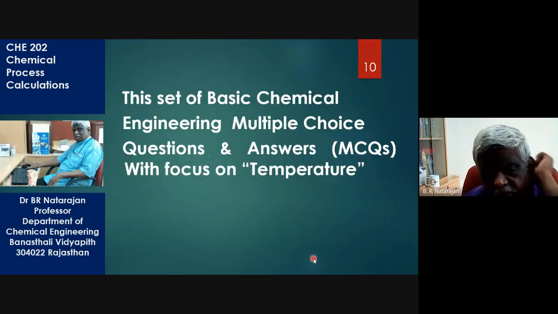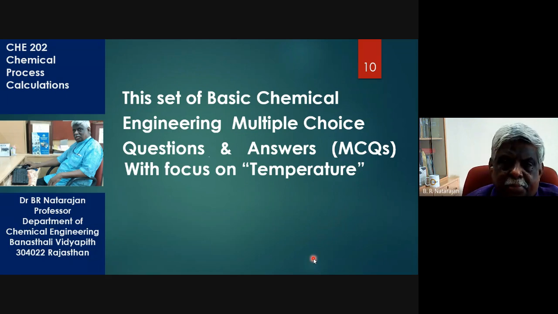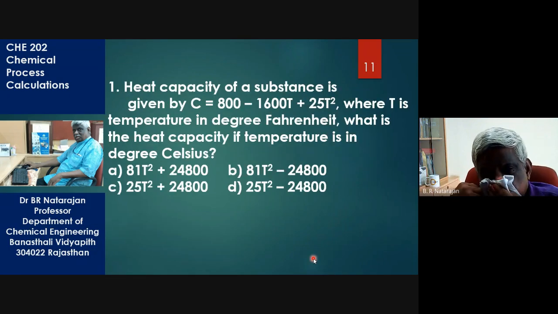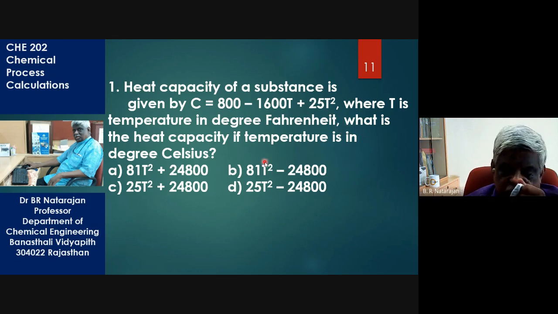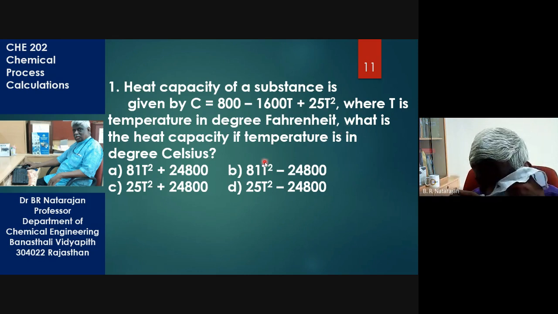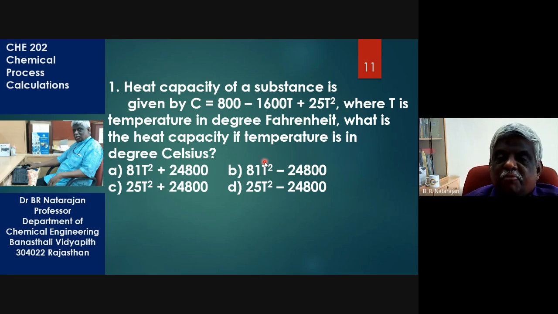Now let's look at some simple multiple choice questions concerning temperature. Heat capacity of a substance is given by an equation, C is equal to 800 minus 1600 T plus 25 T square, where T is the temperature in degree Fahrenheit. So here T is in Fahrenheit. What is the heat capacity if temperature is in degree Celsius? So you have 4 choices.